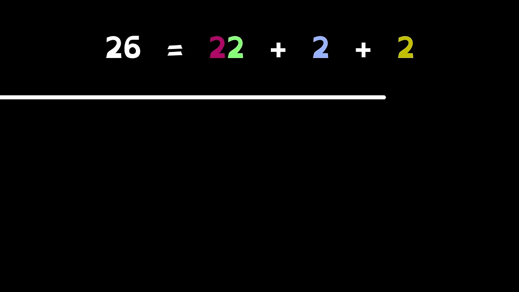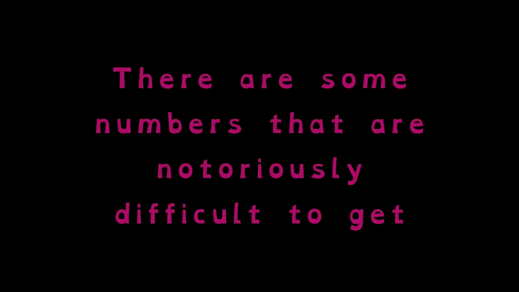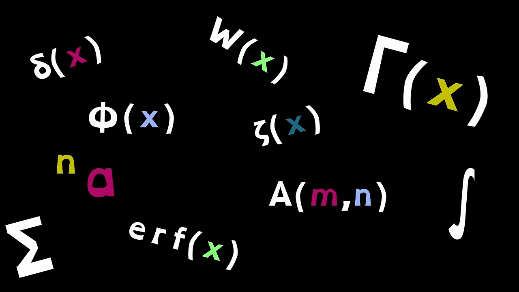Now, looking at the rules, there's nothing stopping me from putting two 2's together and making 22. So we can generate 26, 11, and 444 quite easily. Now, there are some numbers that are notoriously difficult to get. One of these is 7. But, of course, if we allow ourselves sufficiently exotic mathematical operations, we can do it.